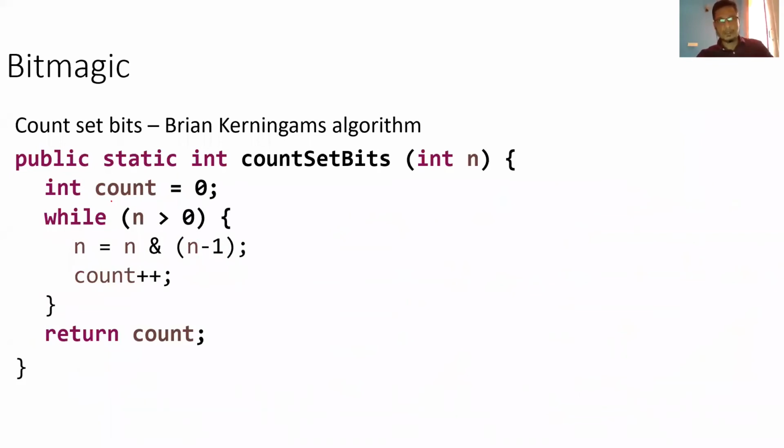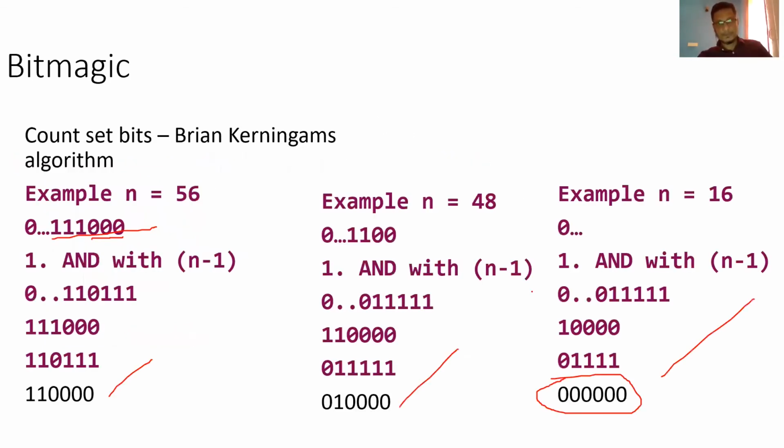Here, I'm initializing count to 0 and then checking the given number. If it is greater than 0, then only I'm doing the operation. Basically, I'm ANDing with n minus 1, assigning the result to n, and then incrementing count. Then I check again. In our case, it started with 56. ANDing with n minus 1, 55 with 56, we got output 48. We just saw that in this case.